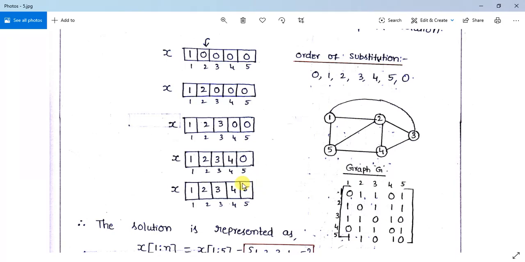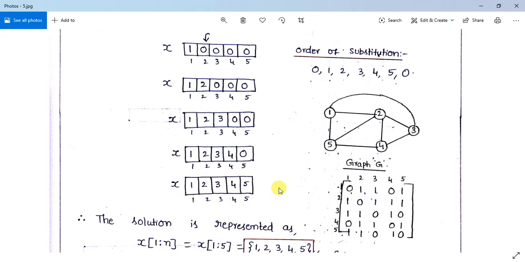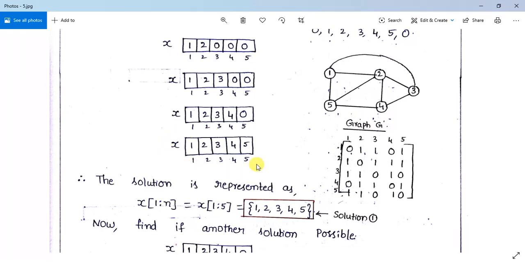Also, I need to check another condition. There should be an edge connecting to the starting vertex 1. Is there any edge from the fifth vertex to the first vertex? Fifth vertex to the first? Yes, it is present. Right. So the required one is the solution.